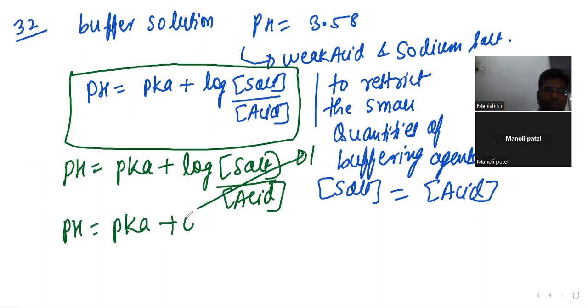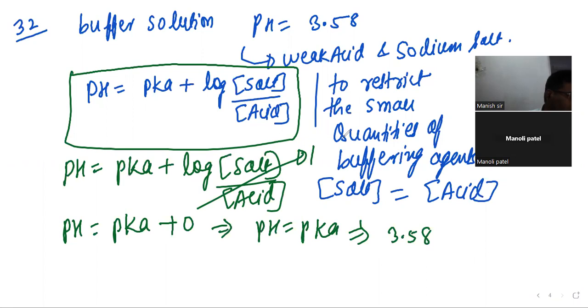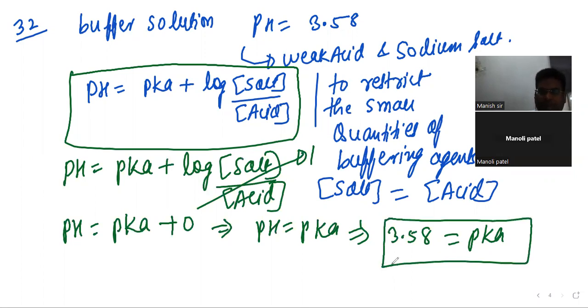Log of 1 is 0, so pH should be equal to the pKa value. We know the value, 3.58 is given. So the weak acid should have this pK value, and hence the fitting weak acid is acetoacetic acid. So this will come under the range of acetoacetic acid.